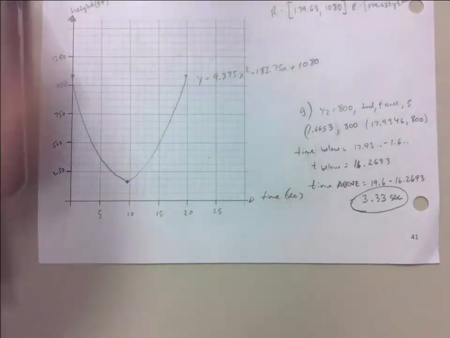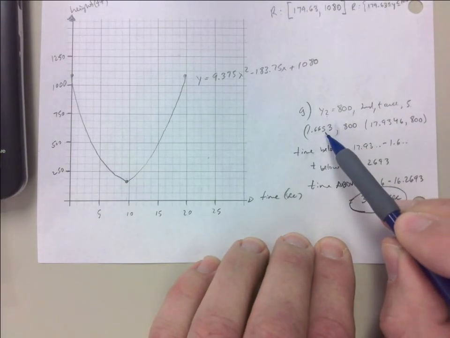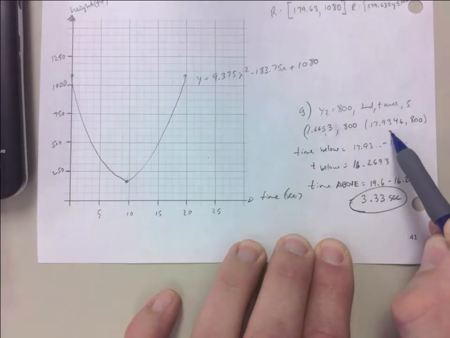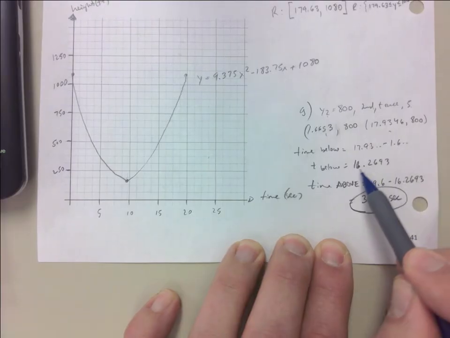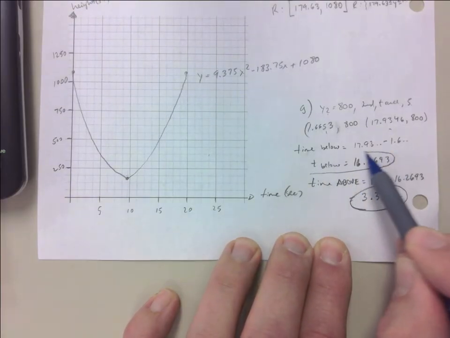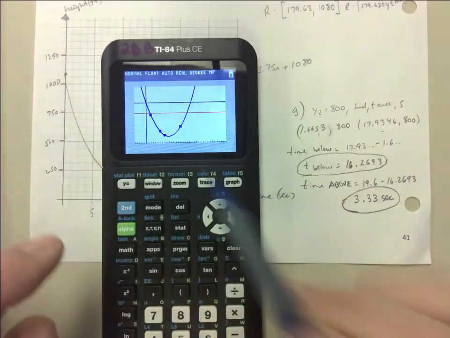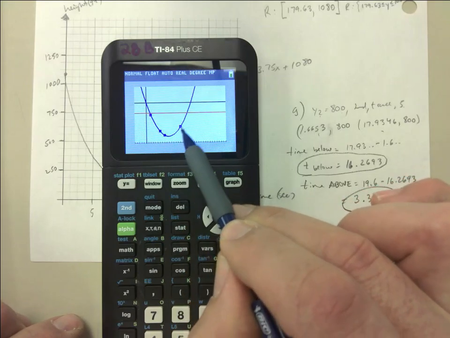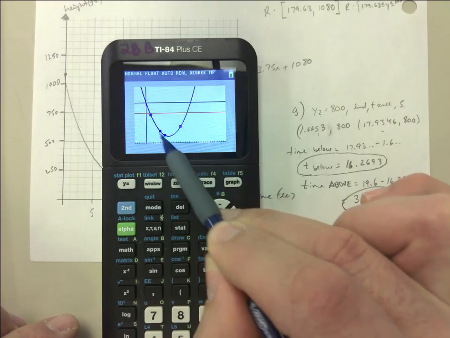So I let Y2 equal 800 and find the intersection. The first time it reaches 800 is here. The second time it reaches 800 is there. So I subtract these two numbers, and this gives me the time below 800. I'll explain this again: if you subtract these two times, the plane was below at these two times. So when you subtract, you find the time below.